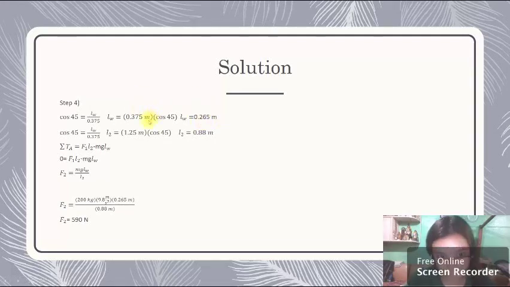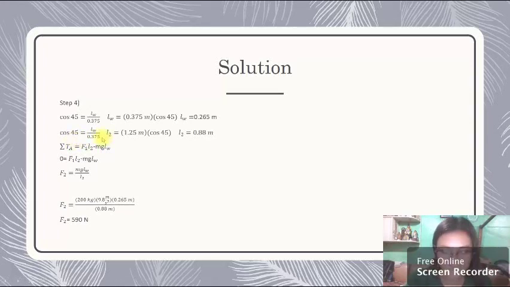We're just going to plug in the values in the free body diagram that we have drawn. And then for the next one, we got the length of the width with it, which is 0.265 meters. And then we're going to look for length sub 2. So we're just going to plug the values that we have from the free body diagram, and we're going to get 0.88 meters.